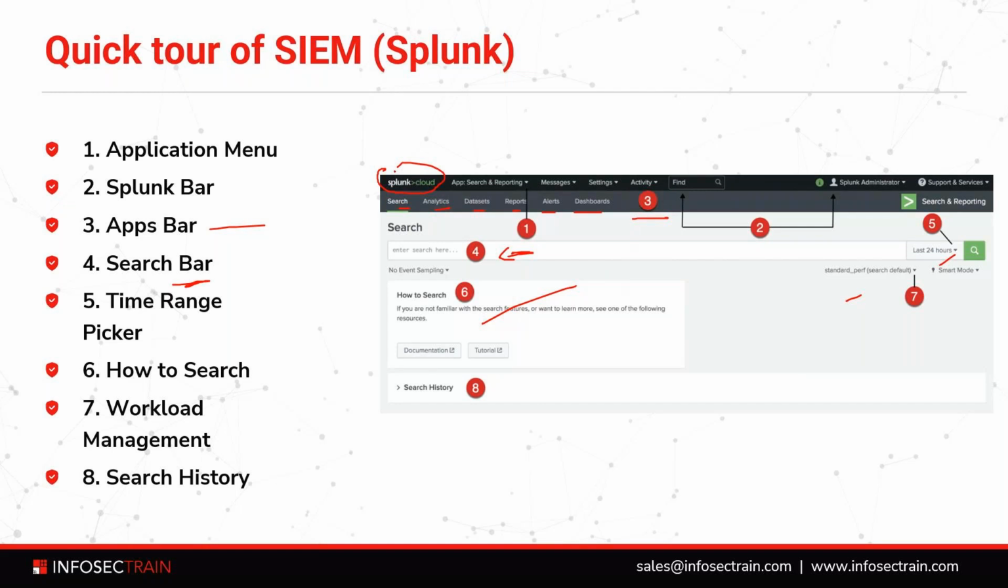So if you're running a critical search to investigate a cyber attack, you can assign the search to a high priority pool so it gets executed faster. Lastly is your eighth, which you have to focus upon also, search history. It displays the searches you have already run so you can easily reuse them.